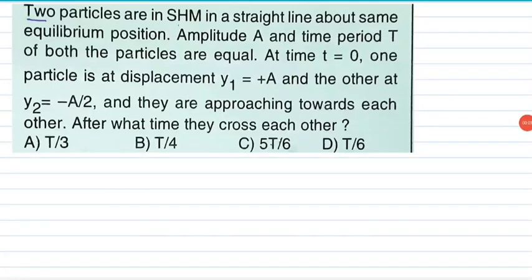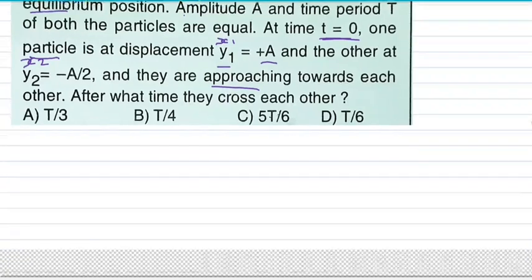Two particles undergo SHM in a straight line about the same equilibrium position. Amplitude A and time period T of both the particles are equal. At time t equal to 0, one particle is at displacement y1 equal to plus A. We will take it as x1 equal to plus A also. The other is at x2 equal to minus A by 2, and they are approaching towards each other. After what time do they cross each other?